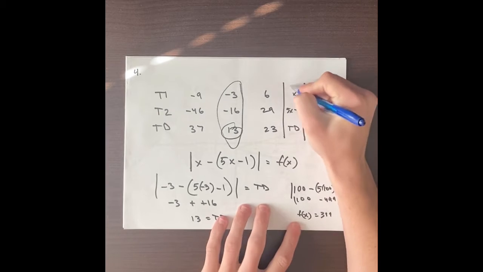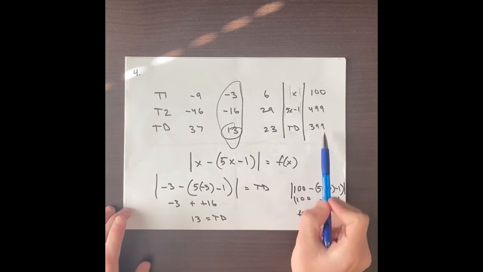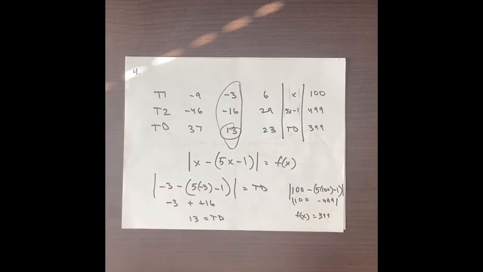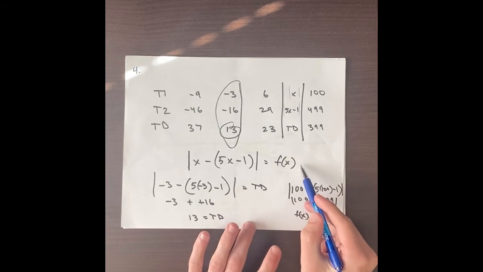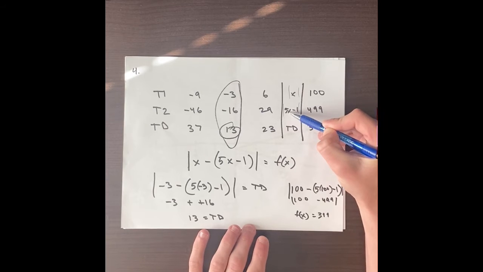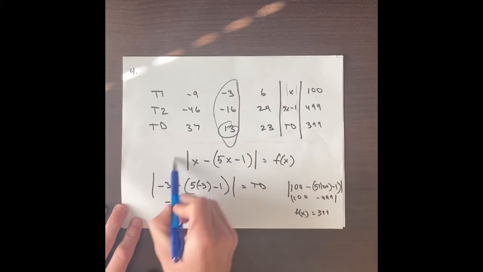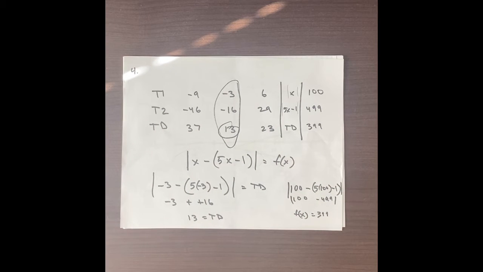For number four, the values of x and 5x minus 1 should have absolute values around them. Basically we are finding the difference between x and 5x minus 1, and that's why absolute value is always positive, so that's why this number is positive and this number is positive. So y, or in this case f of x, is going to equal the difference between x and f of x, or 5x minus 1. And that's why this equation, absolute value of x minus 5x minus 1, has to be positive, because there are absolute values around it.